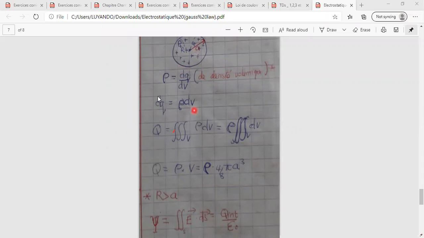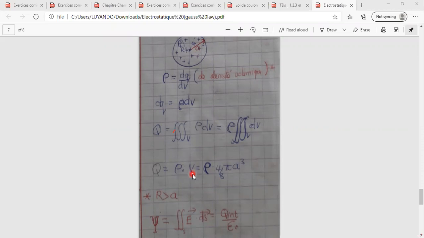And then for us to have Q, we have to integrate dq. If we integrate dq, we're going to have Q is equal to the integral of rho dv. And then rho is a constant, so we place it on the other side of the integral. So if we integrate dv, we're going to have V, which is what we have here. So we have Q is equal to rho times V.